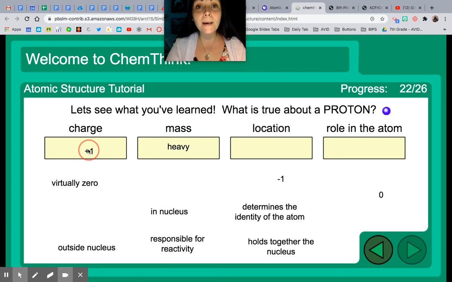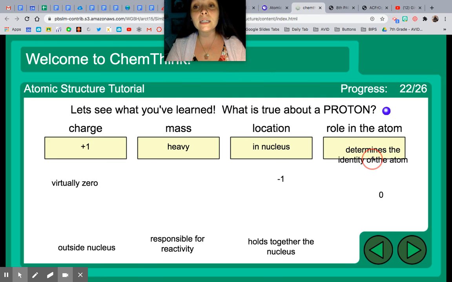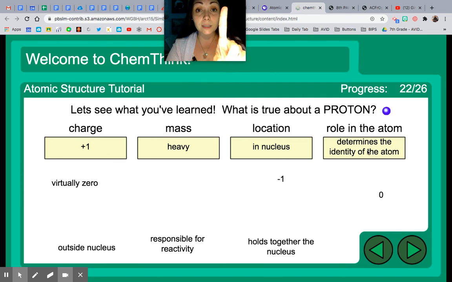So protons are positive. They're very heavy. They are located in the nucleus with the neutrons, and the role determines the identity of the atom. Remember, it's like the fingerprint.